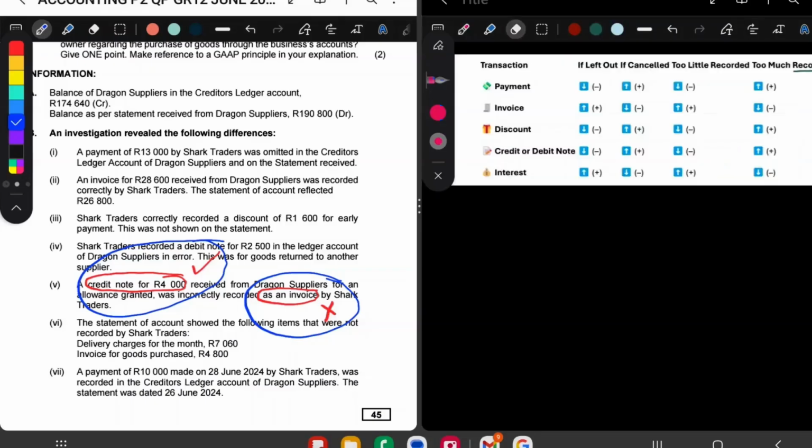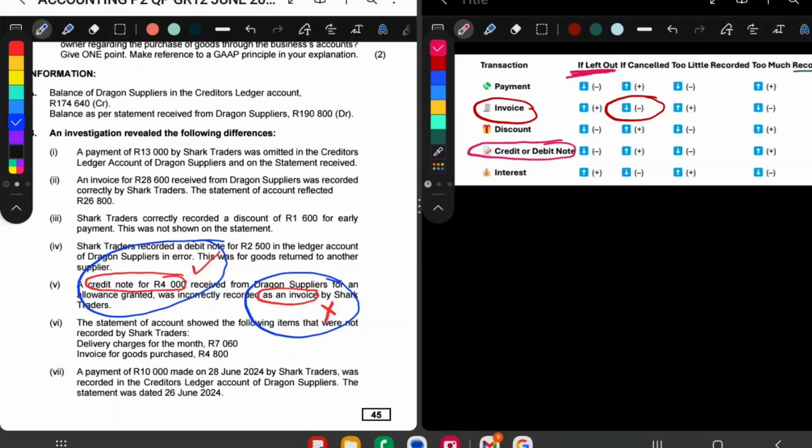Let's look at our tip. So if an invoice must be cancelled, we take away that invoice with a minus. Then there's a second transaction. I'm going to treat the credit note as if it was left out. So a debit or a credit note over here is left out. It's our first column. If a debit or a credit note is left out, it's a minus. So I'm going to do two minuses now. I'm going to have an invoice that's cancelled, minus. And I'm going to record a credit note, minus. So two minuses, and we made the mistake.